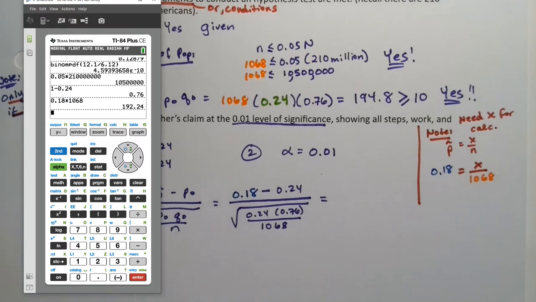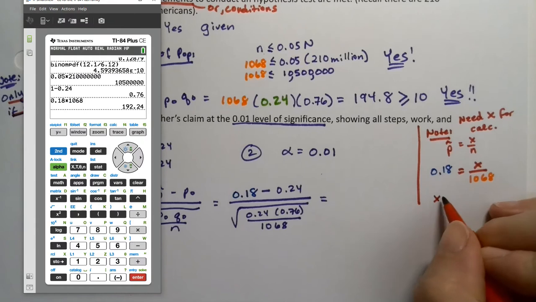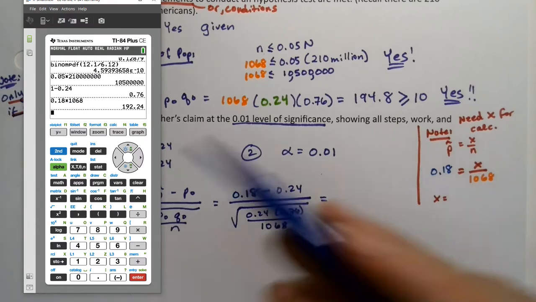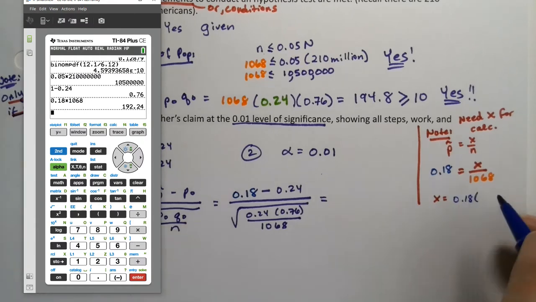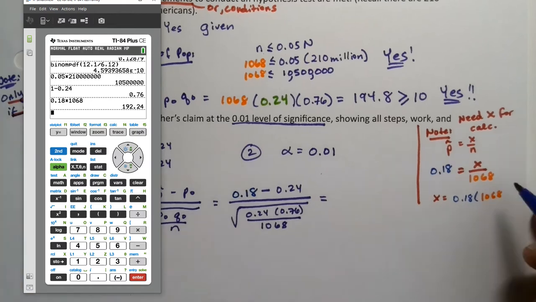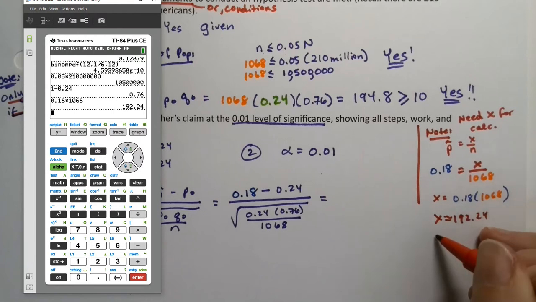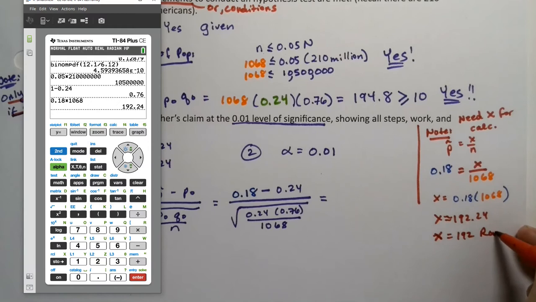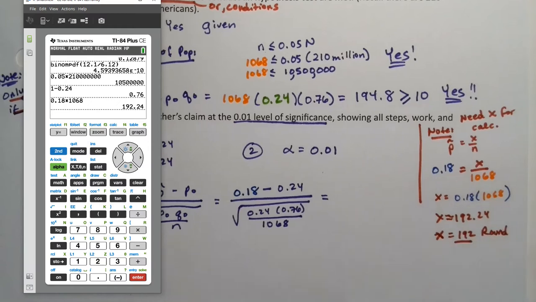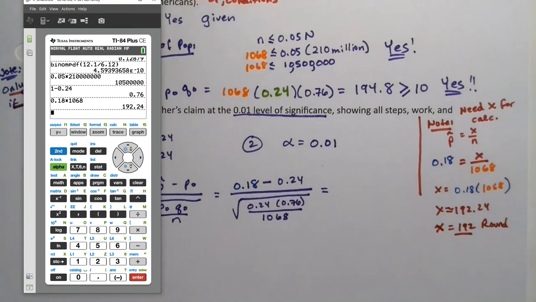And it has to be rounded. So x is 0.18 times 1068, which is 192.24. You must round. Just regular rounding. You can't have 192.24 successes. It's discrete. Either you have 192 or you have 193. So you must round.